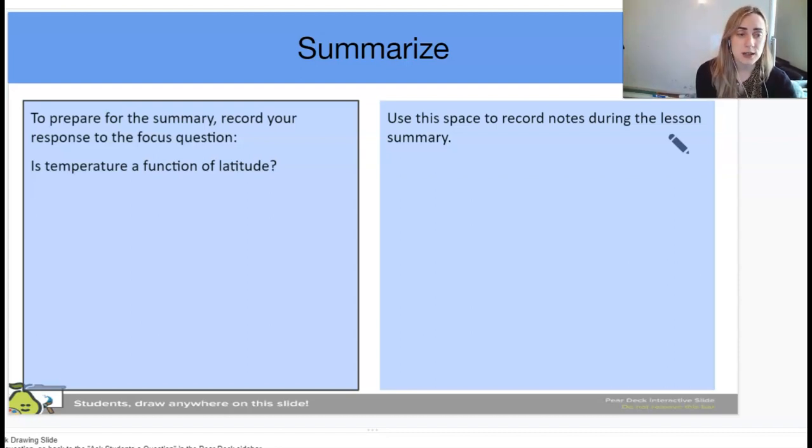So you may want to consider creating some kind of graphic organizer where students can pull each of their summarized sections for the project so they're prepared for the next day.